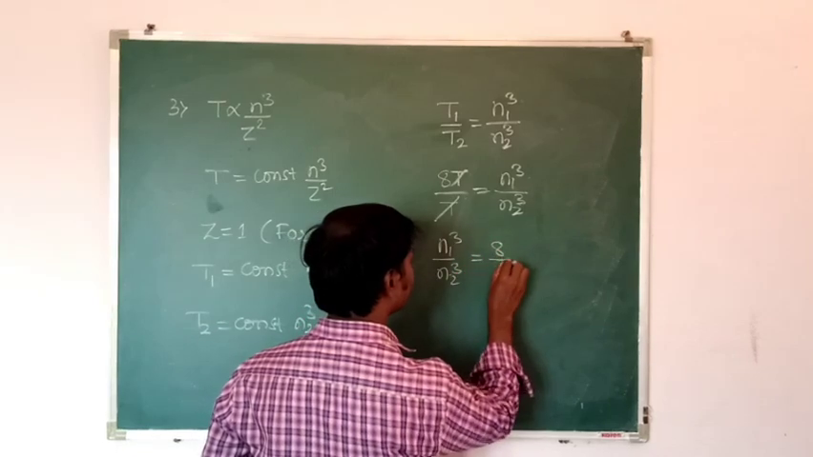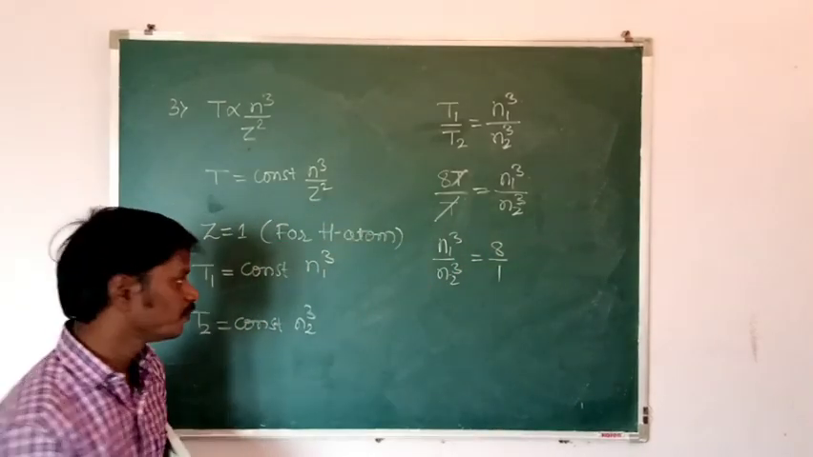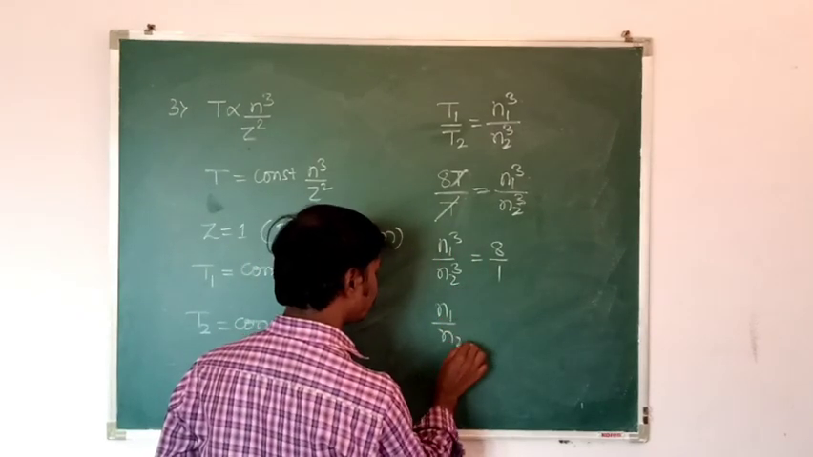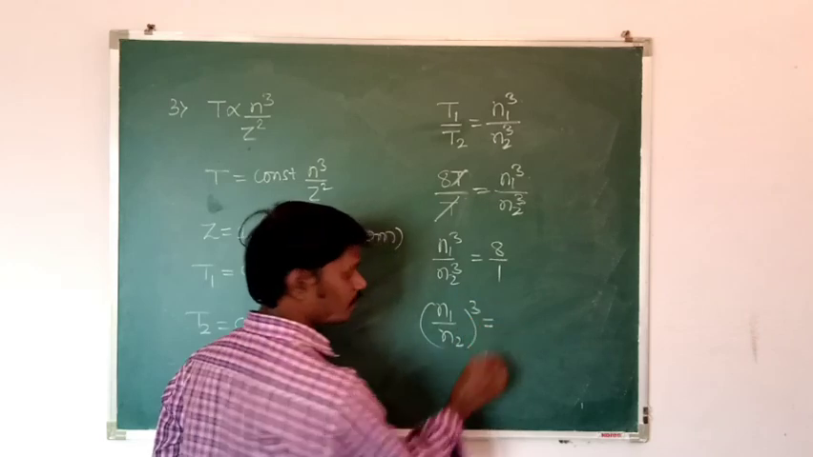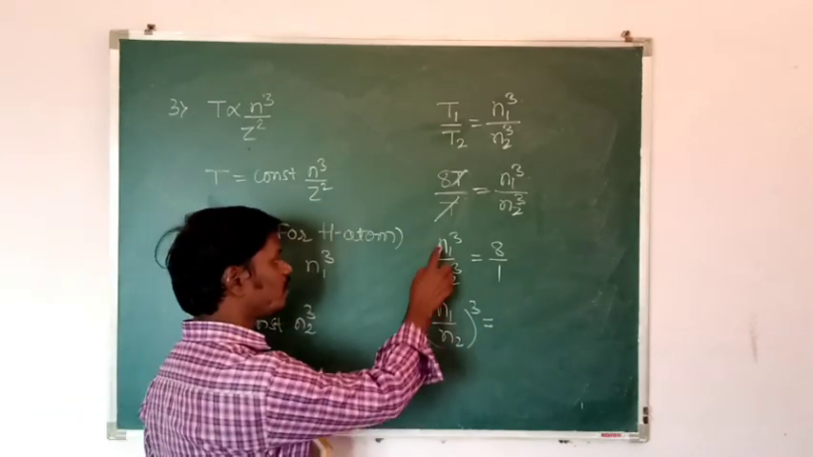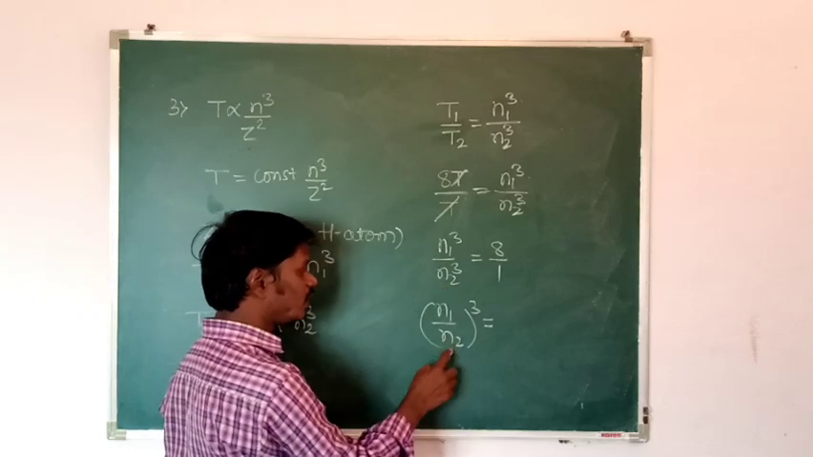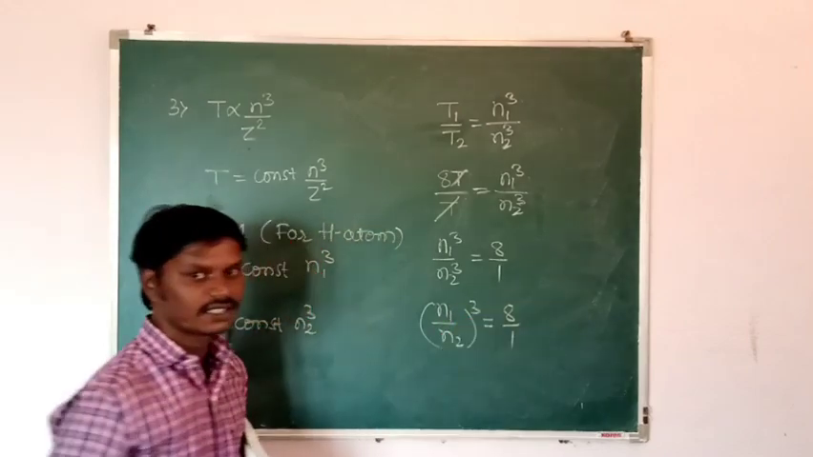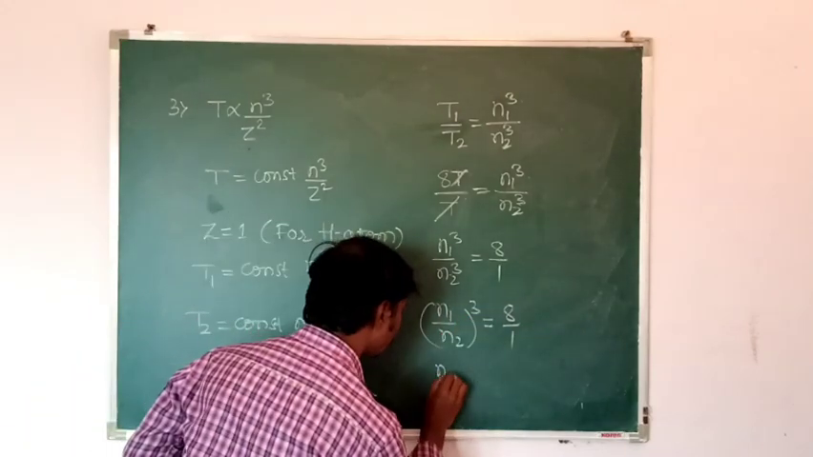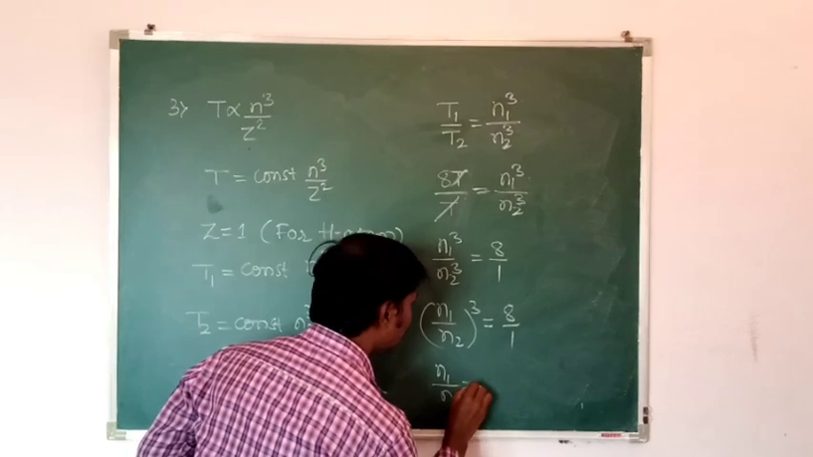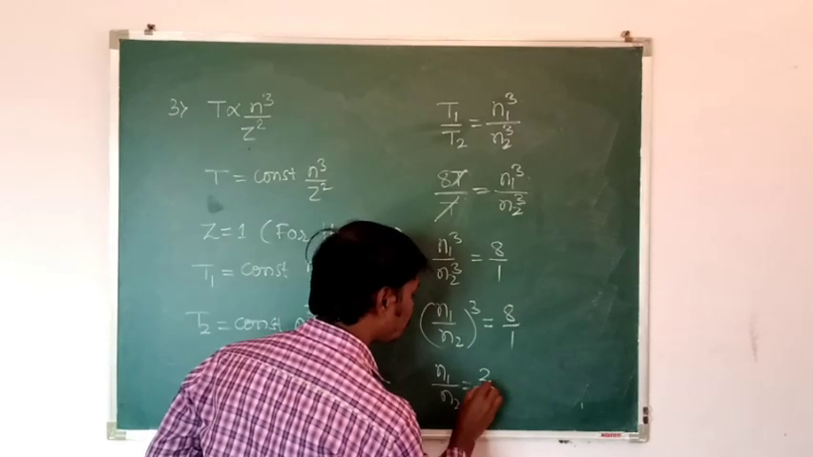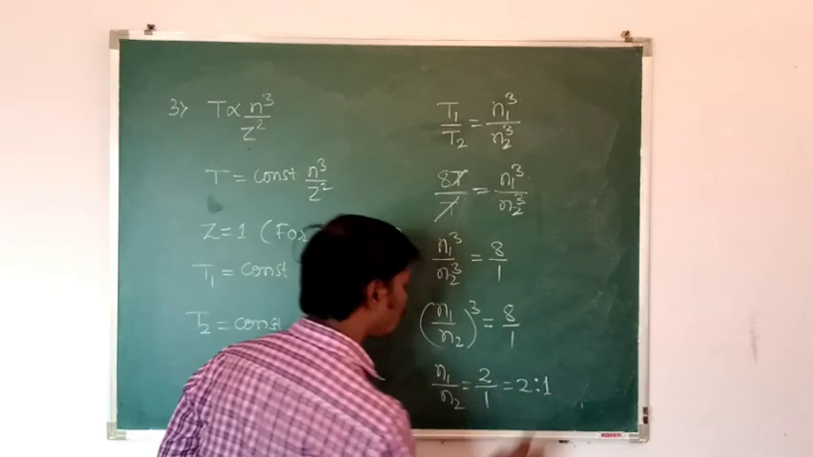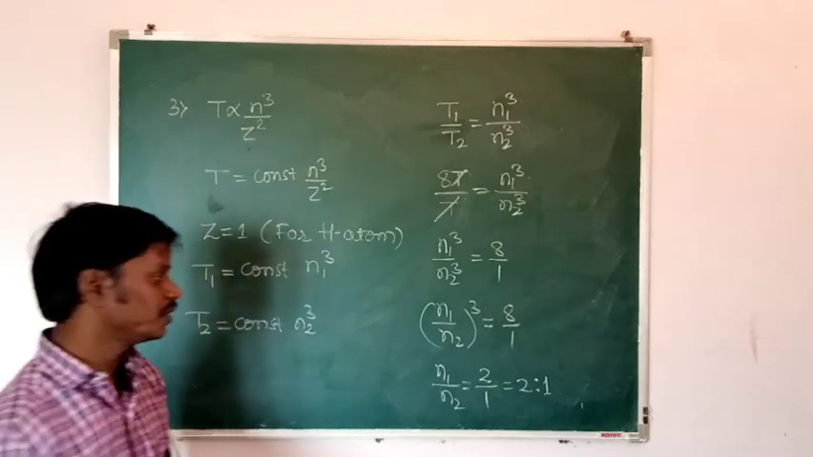8 by 1, otherwise you can write 8 only. Then n1 cube by n2 cube can be written as n1 by n2 whole cube. Okay, already you know that. n1 cube divided by n2 cube can be written as n1 by n2 whole cube. Then it is 8 by 1. I will take this cube to the right hand side, that becomes cube root. Then n1 by n2, cube root of 8 is 2 and cube root of 1 is 1. Then it is 2:1. So what is the answer here? 2:1. The ratio of n1 and n2 is 2:1.